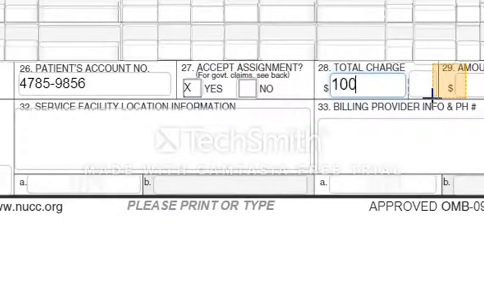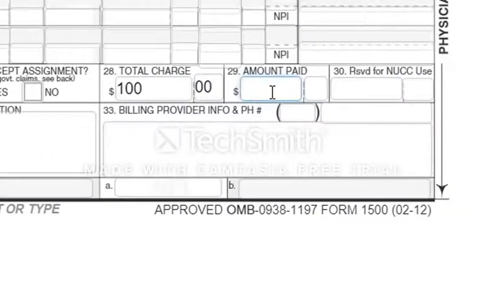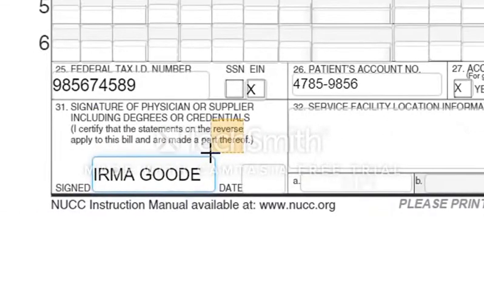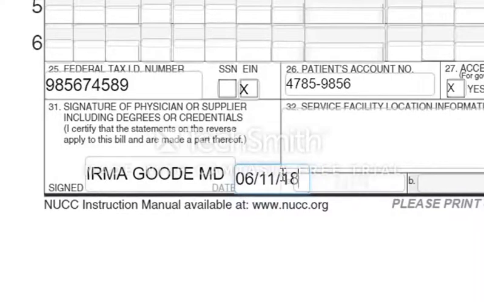For 28, we will total the amount of charges in 24F. And if the patient paid anything towards that visit, we will go ahead and put that in block 29. Block 30 will remain blank because this is reserved for the NUCC. Block 31, we will go ahead and put in that physician's name and credentials. Remember, in the office, you will either use a stamp, signature on file, but for all the purposes of the assignments, just go ahead and type in the physician's name and credentials, which can be found on that scenario sheet.